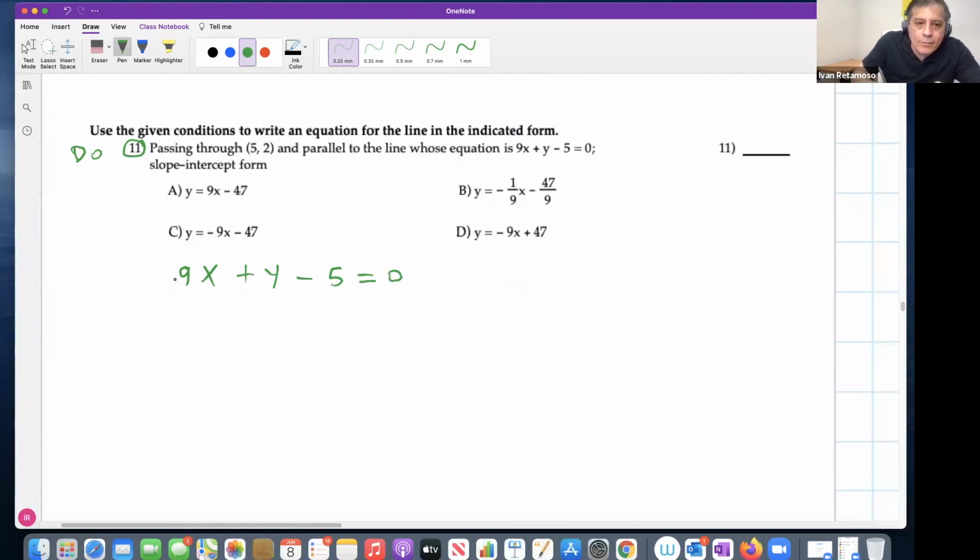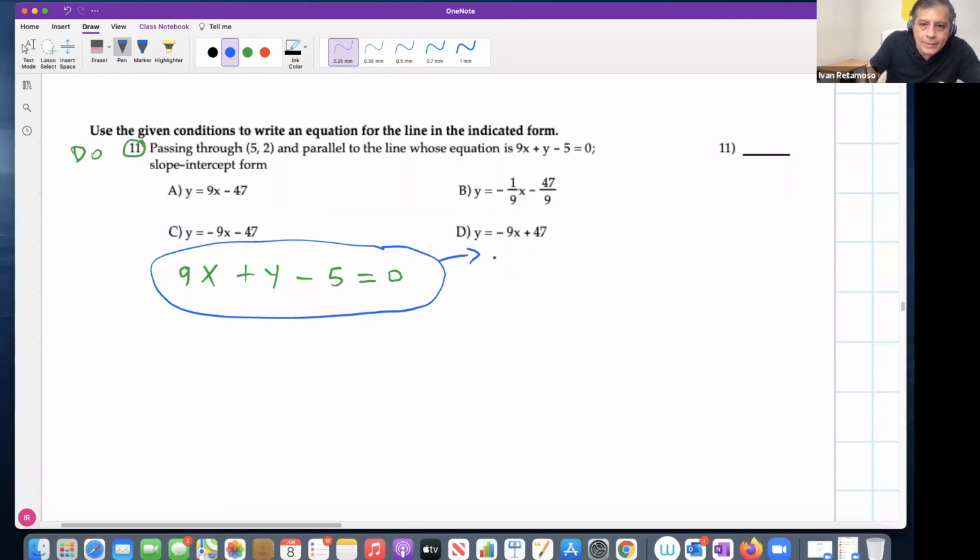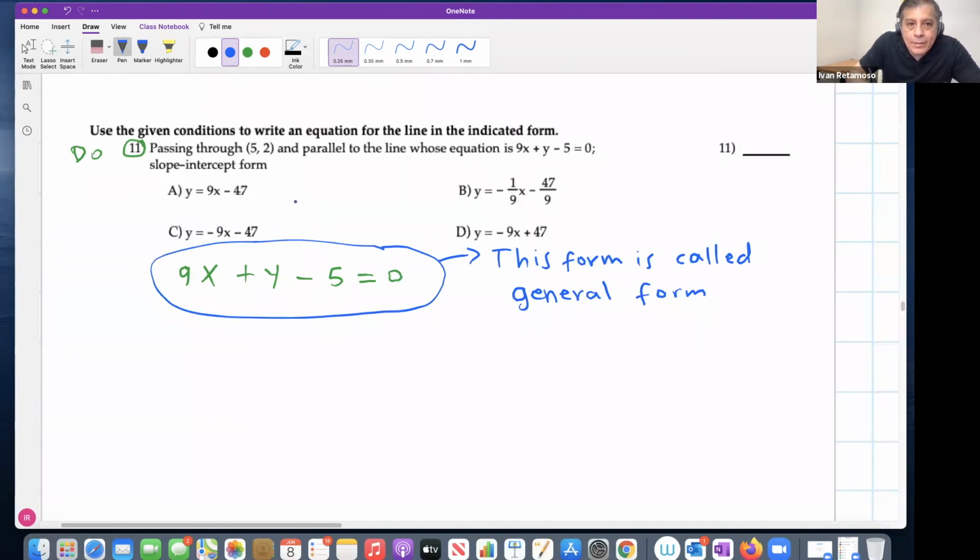This form, for you to know, guys, is not so common, but mathematicians call it the general form of the equation of a line. And they are saying that you are supposed to find the equation of a parallel line to this line, whose equation is given in general form, and passing through this point. So what to do if your equation is given in general form?